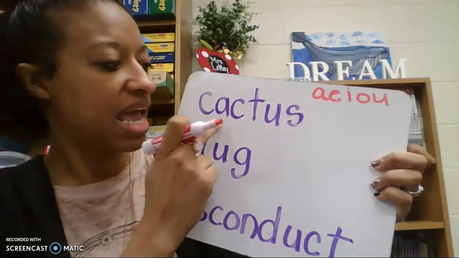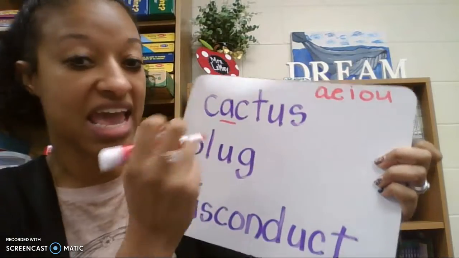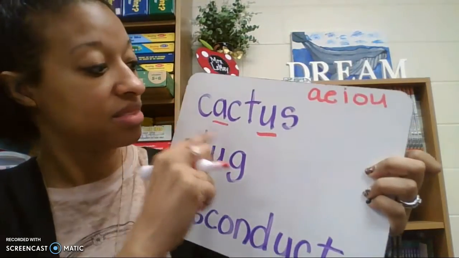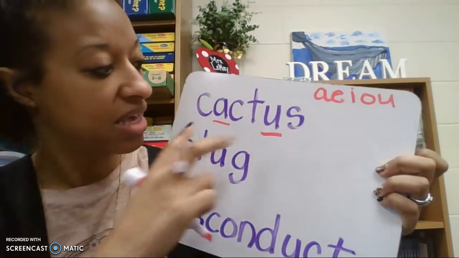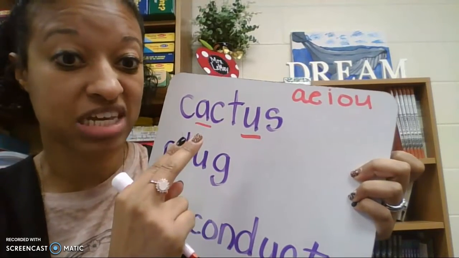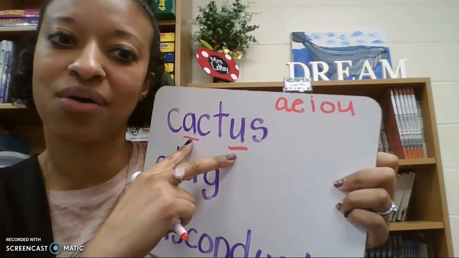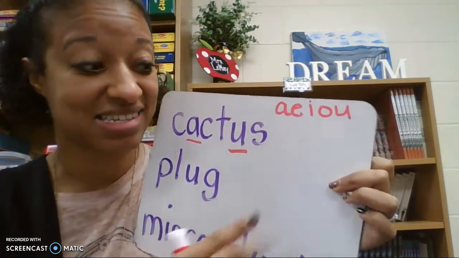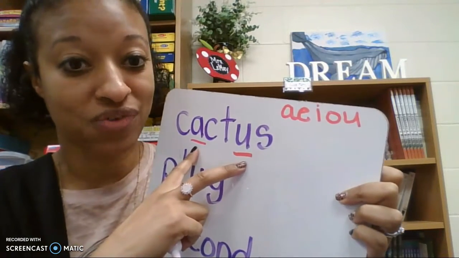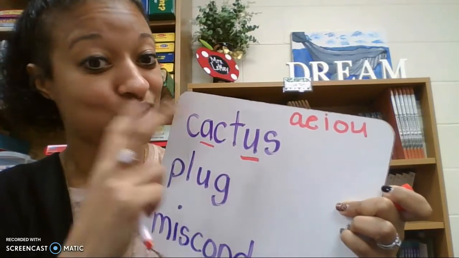C-A-C-T-U-S. Oh, there's an A, there's a U. This word has 2 vowels, and they're kind of spaced apart, so I don't think those vowels are working together, like in a vowel team. So, how many syllables do you think are in this word? Oh, well, you already know that this word is cactus. Cactus. There are 2 syllables, and guess what? There are 2 vowel sounds. So the word cactus has 2 syllables.